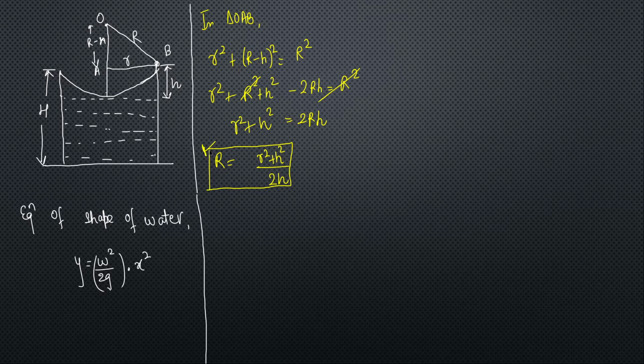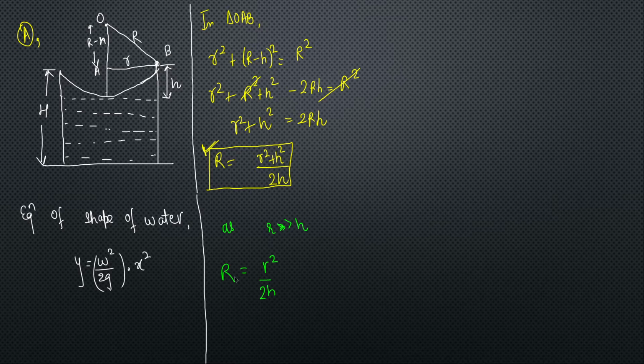Let's see in which option we have this. We have this in option A, so option A is correct. Let's see which other options are correct. Since small r is much greater than h, capital R is approximately small r square over 2h.